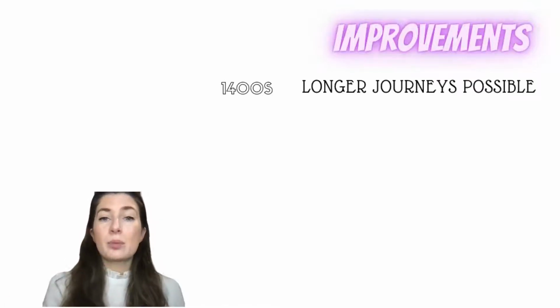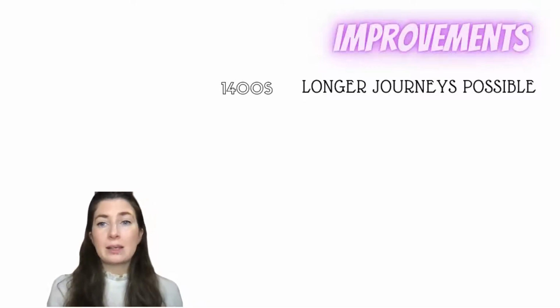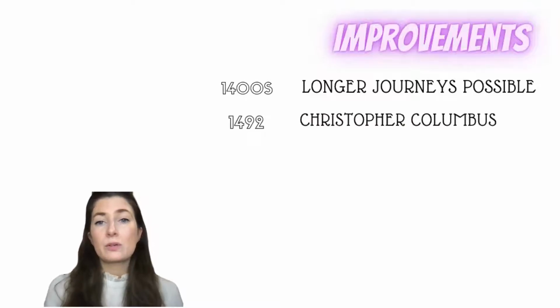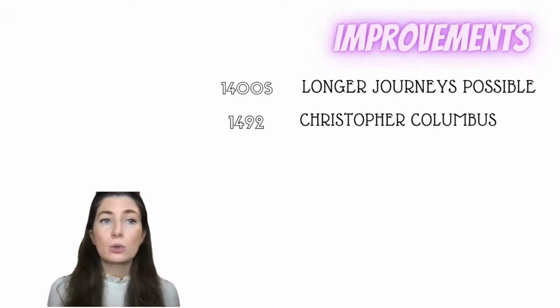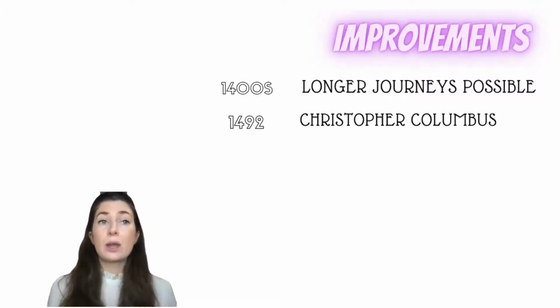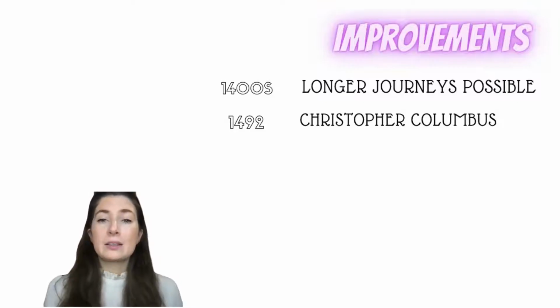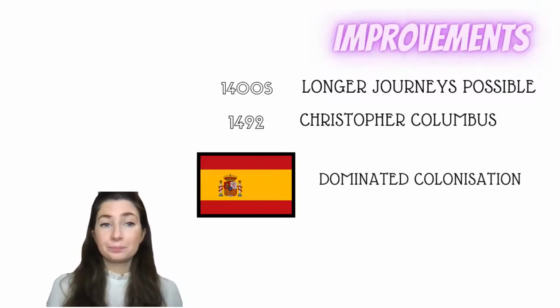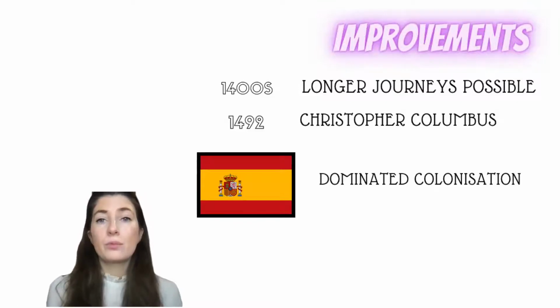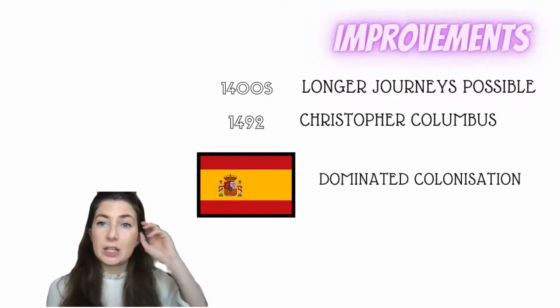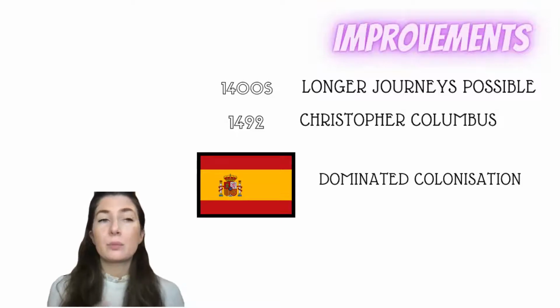In the 1400s, it becomes possible for longer journeys to take place. Navigation technology has meant that it's now possible. And this leads to, in 1492, Christopher Columbus sailing across the Atlantic to find new routes to China. Now, instead of finding China, he finds the lands that he calls the West Indies, the continents that we now know as America. And therefore, that shows that Spain was the first major nation to colonize the Americas. Spain and Portugal do significant colonization.